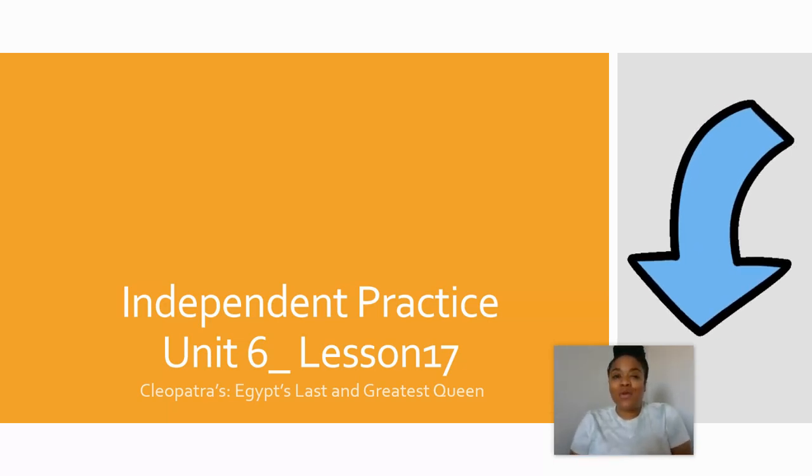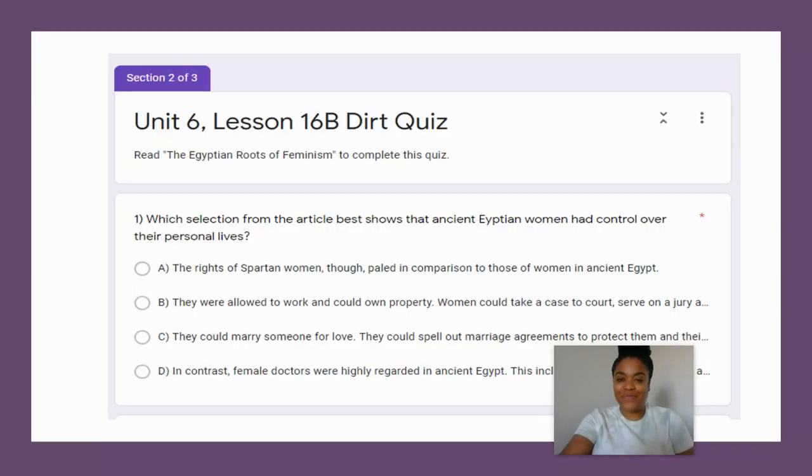So, scholars, before we jump into our independent practice, we are going to review our DIRT quiz from Friday. Question one was, which selection from the article best shows that ancient Egyptian women had control over their personal lives? When you look at this question, the key words are had control in personal lives. The best answer from these answer choices is C. They could marry someone for love. They could spell out marriage agreements to protect them. The reason why C is the best is because we're talking about their personal life, and marriage and love is your personal life.